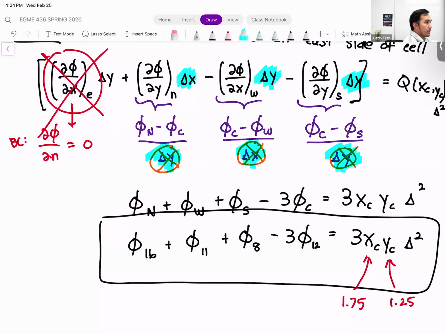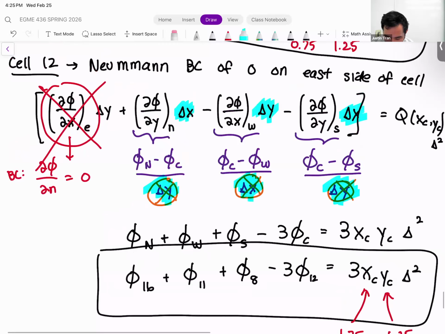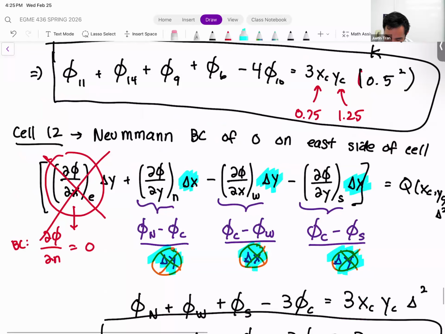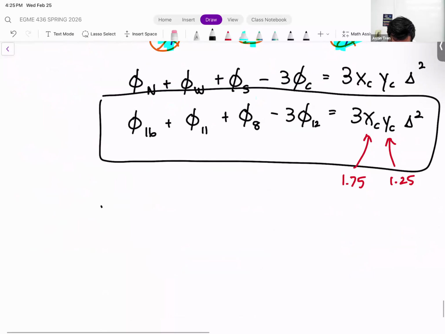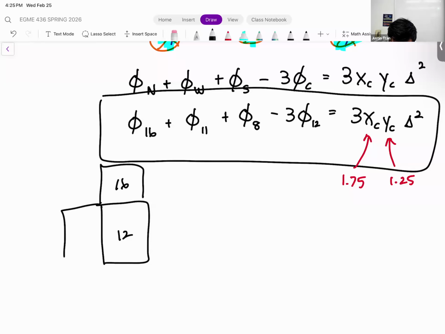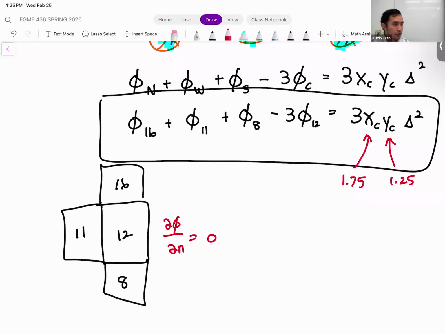Okay, any other questions on this part here? Yes. Can you explain one more time where you can cross that down? Oh yeah, so this one. For cell 12, actually, let me draw the schematic down here. So we have cell 12 here. Above it, we have 16. To the left, we have cell 11, and to the bottom, we have cell 8. But on the east side, we don't have a neighbor, but we have a boundary condition. Just for this particular problem, that Neumann boundary condition there just ended up being 0.